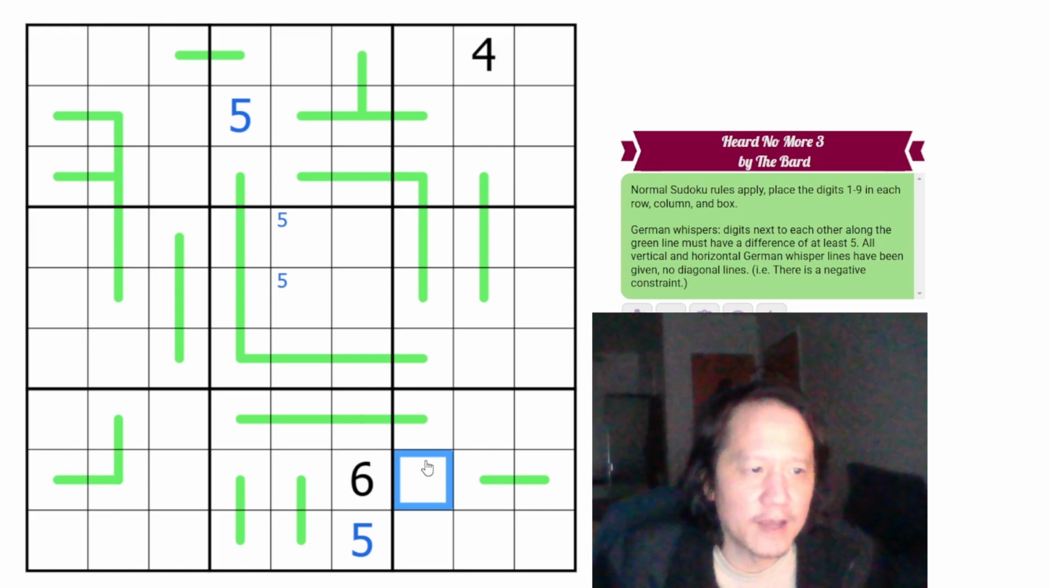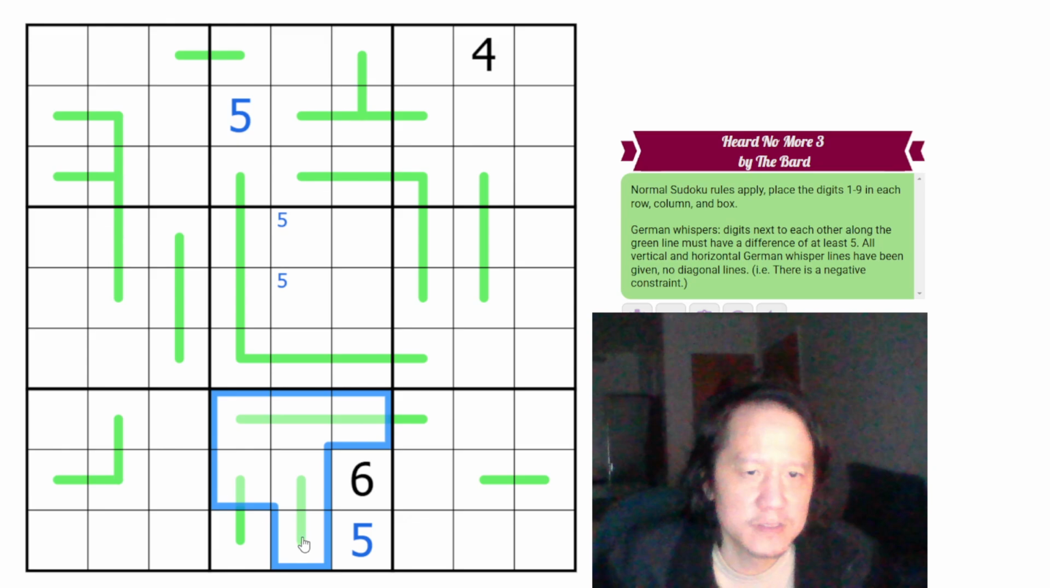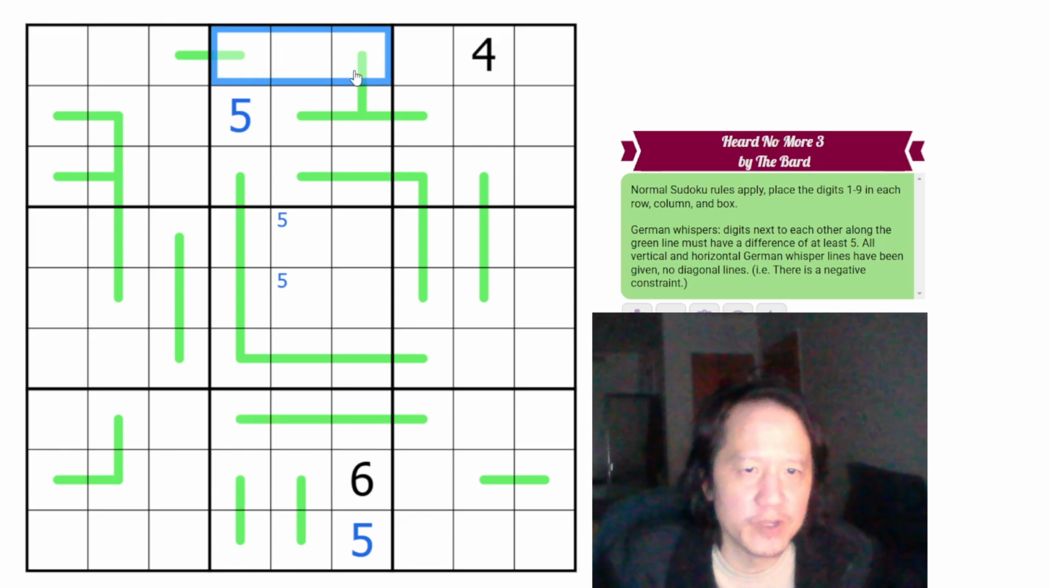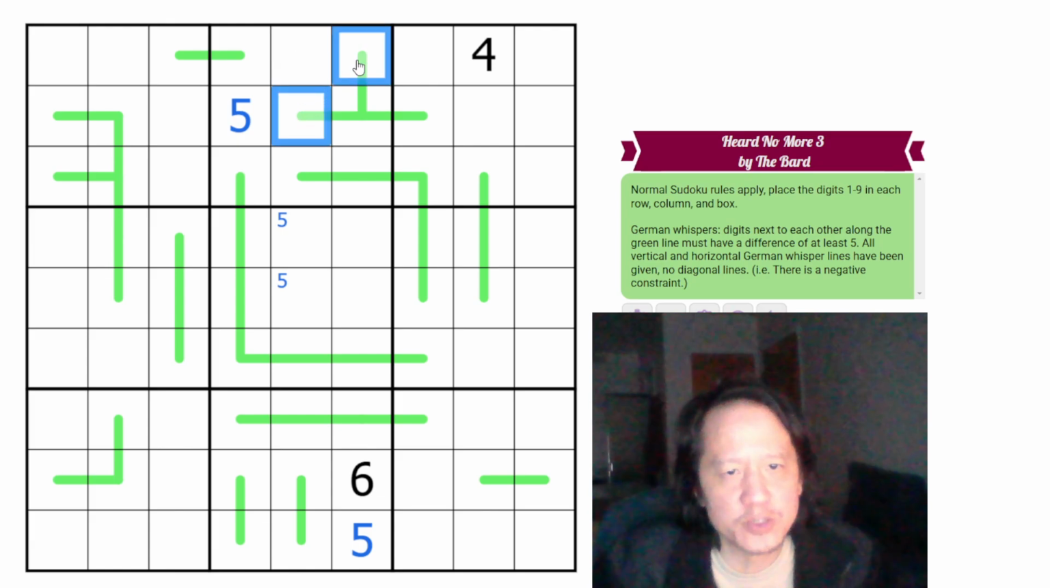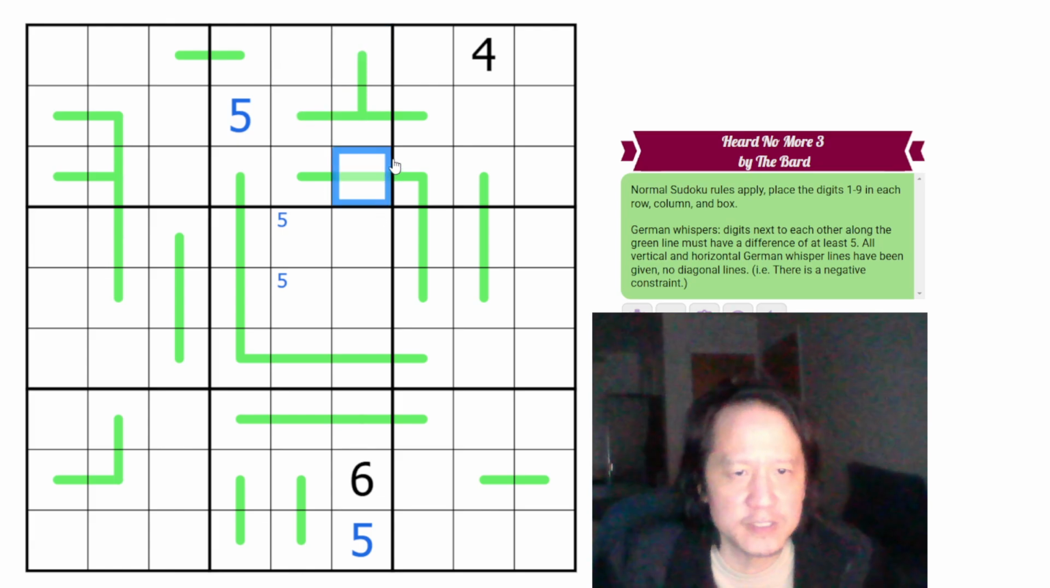What do we have here? Where can the 4 be in box 2? Cannot be here because of this 4. Can't be here because this sees 2 unique digits on a German whisper line. Can't be here because it sees 2 unique digits on a German whisper line. Therefore, it's one of these 3, right?